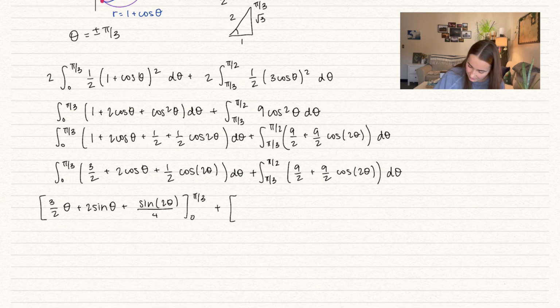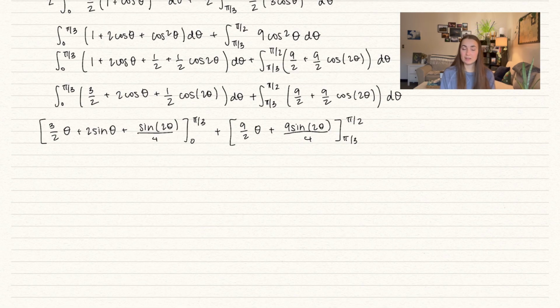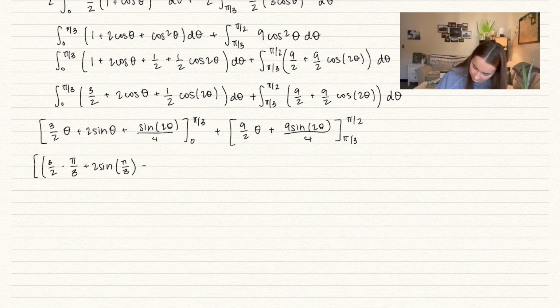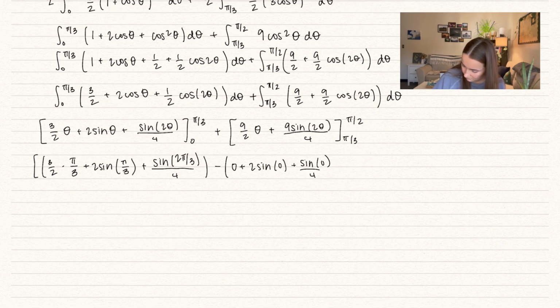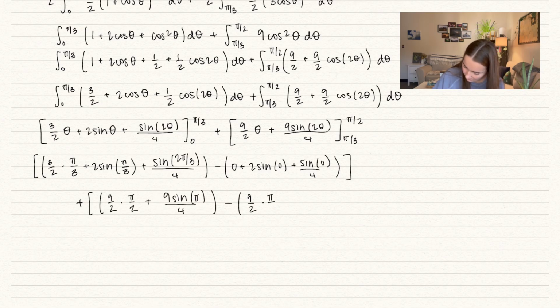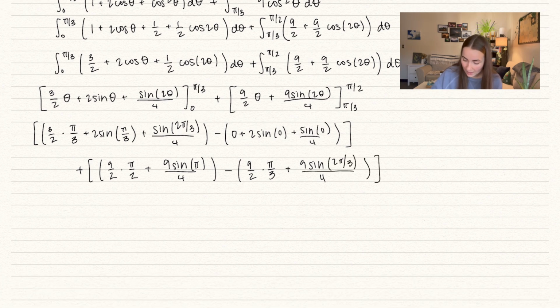Plus, we'll integrate the other guy, so 9/2 theta plus 9 sine of 2 theta divided by 2 times 2, which is equal to 4. And that's between pi over 3 and pi over 2. So, let's go ahead and plug in upper minus lower. Okay, I plugged in upper minus lower. Let's go ahead and begin simplifying.